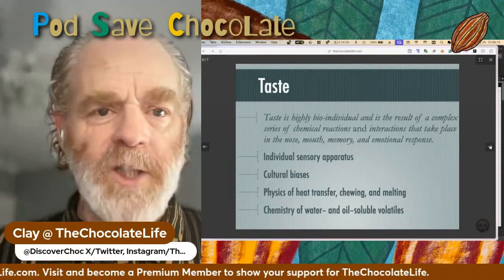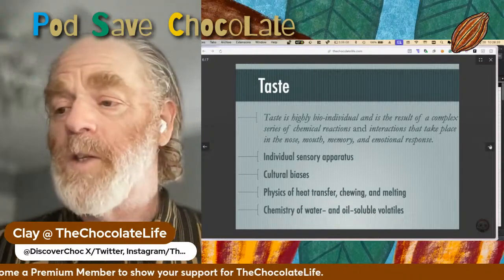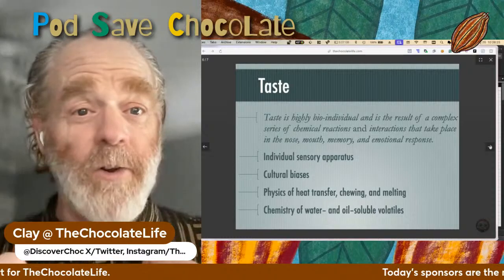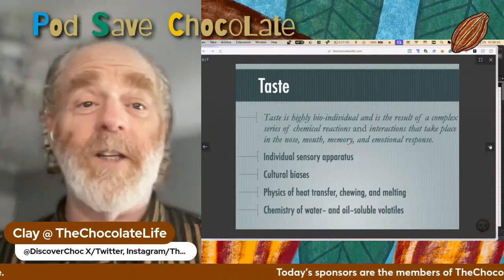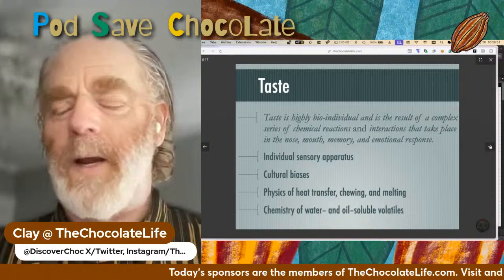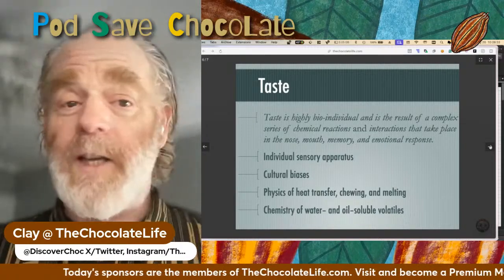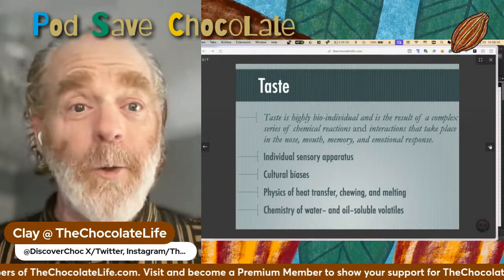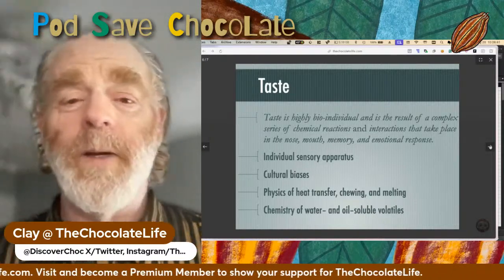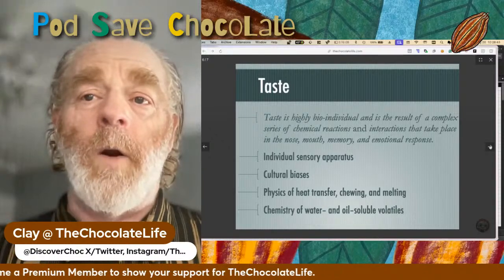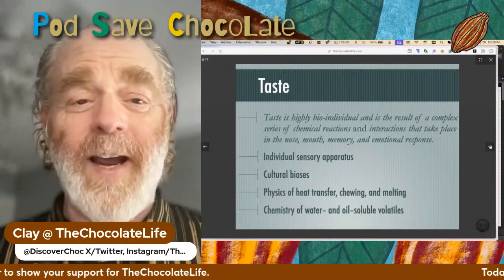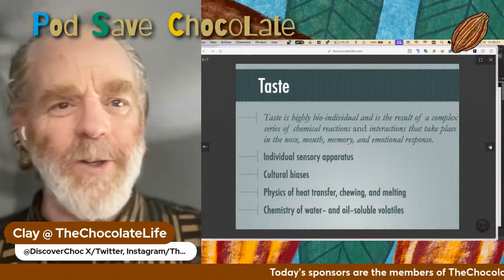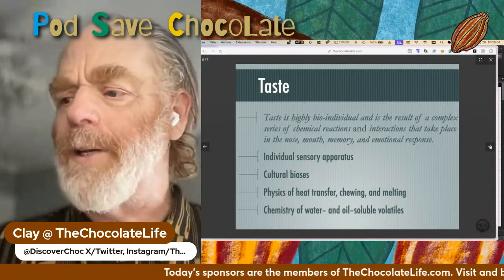So we have individual sensory apparatus and differences. Some people might have more of a certain kind of taste receptors on their tongue than other people do, making them more sensitive, for example, to bitterness than other people might be. There are cultural biases. I grew up in a different culture, and so some flavors are very familiar to me, and other flavors are not very familiar to me. So part of this is, again, if you've never tasted something, you can't identify it. So if you put something in your mouth and you go, oh, I don't know what that is, right? That's where cultural biases come in.